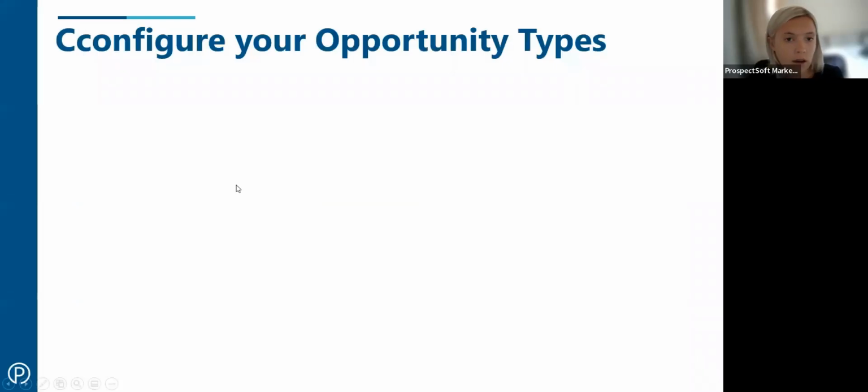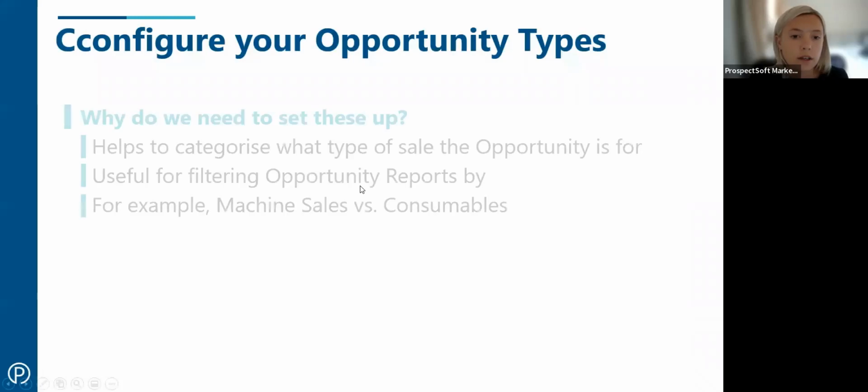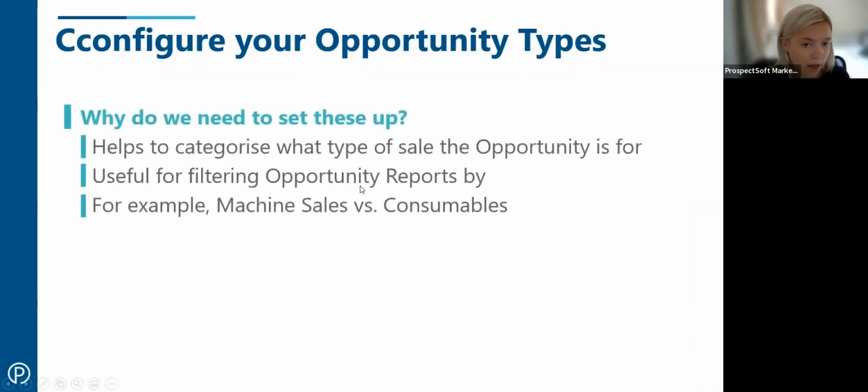The next thing that we're going to look at is how to configure your opportunity types. So opportunity types, what are they? They help you to categorize what type of sale the opportunity is for. It's really useful if you have various different product areas that people come and buy from. Again, using that example of machine sales versus consumables, you could have an opportunity type for consumables and a type of opportunity for machine sales. Then you can choose the relevant one for that potential opportunity that you're working on.